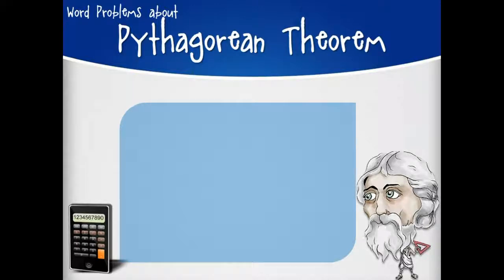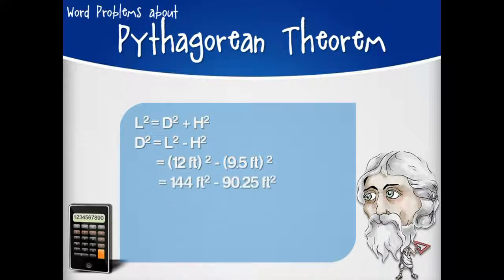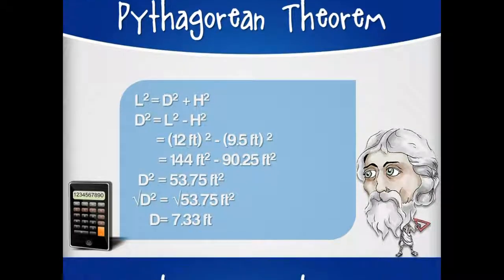With the use of the formula L squared is equal to D squared plus H squared. Let's transform it into D squared is equal to L squared minus H squared, which is equal to 12 feet squared minus 9.5 feet squared. It results 144 square feet minus 90.25 square feet. D squared is equal to 53.75 square feet. Put square root symbols on both sides of the equation. D is equal to 7.33 feet.